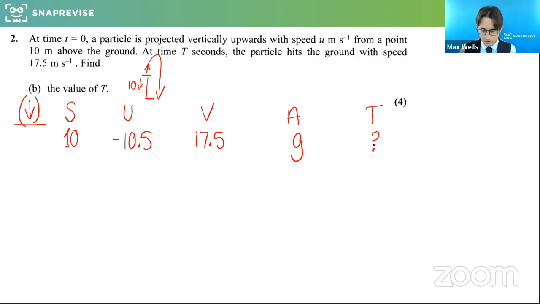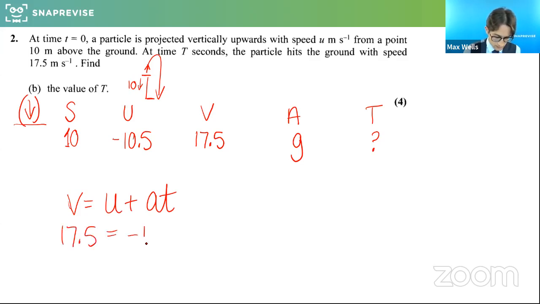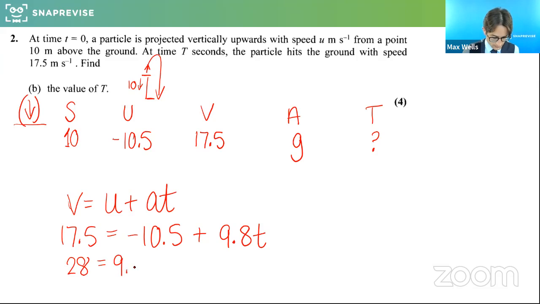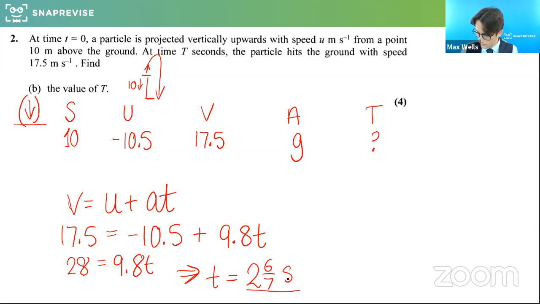So what we can do here is use V equals U plus AT. Then we know 17.5 is equal to -10.5 plus 9.8 times T. Add 10.5 to both sides and then divide by 9.8. So 28 equals 9.8T, which tells us that T is equal to, I believe, 2 6/7. So it's 2 6/7 seconds. Well done if you got that.